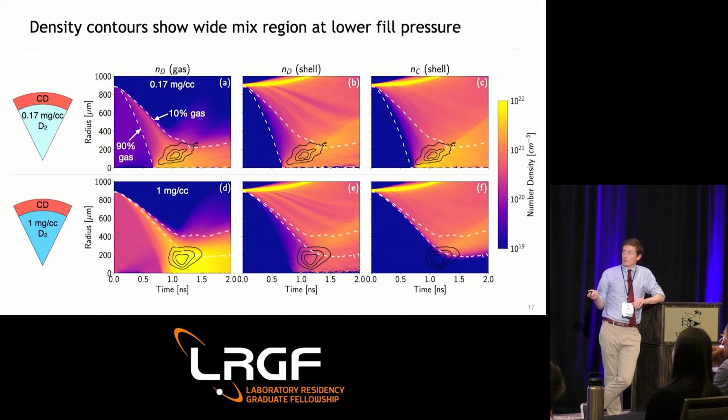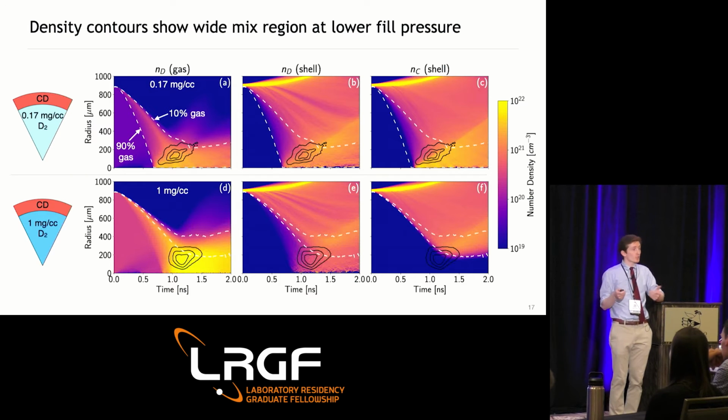Alternatively, when you increase the density, decreasing the mean free path, this mixed region is going to be much smaller. It's never going to make it to the axis. And it's only going to reach the hotspot towards the end, after most of the fusion yield has already been produced. So you can see very obviously there's a very significant difference in mix that you can control by controlling this fill pressure.